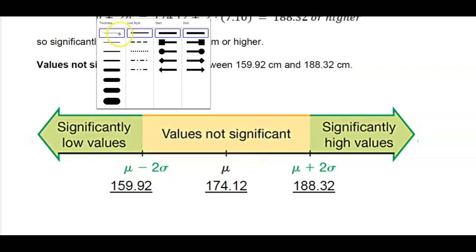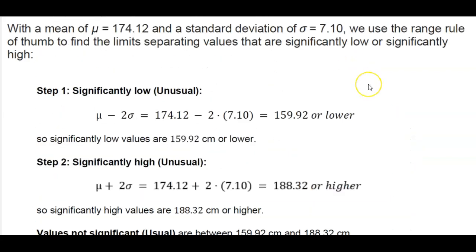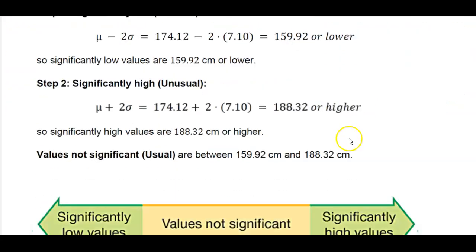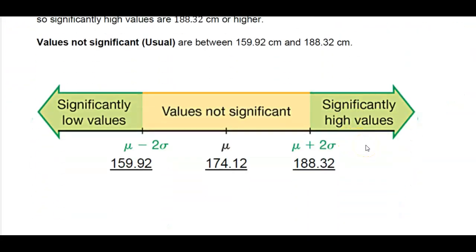So now let's go back to the question and answer this. It's asking us, for such data, would 190 centimeters be considered significantly high? Well, let's go back and take a look. We can see that 190 centimeters is above 188.32. So therefore, this would be significantly high. Or in other words, we would say that value is unusual.